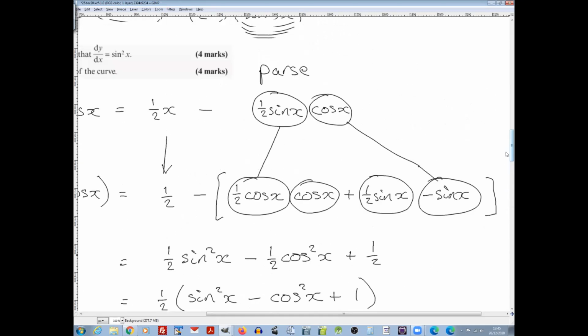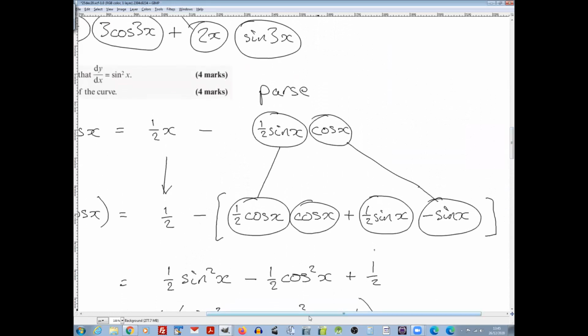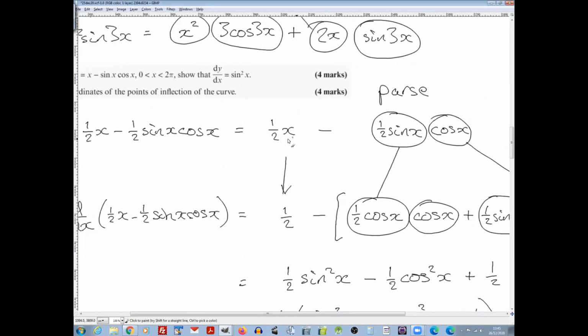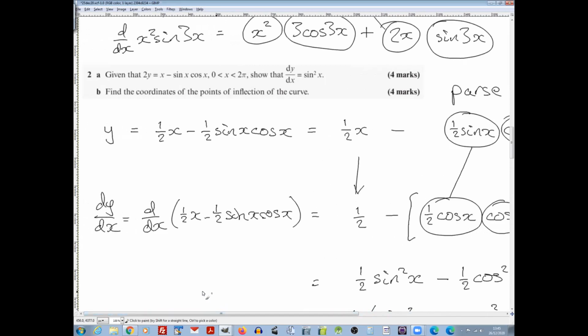Right. So that's more differentiation. Notice we've got the linearity I mentioned yesterday: the fact that you can differentiate or integrate term by term as long as the connections are plus or minus. Derivative of this minus the derivative of that. And we've got a product rule. Now, find the coordinates of the points of inflection of the curve.